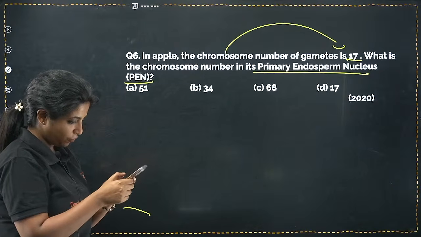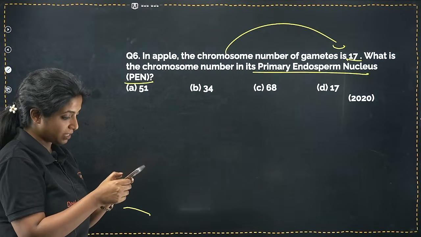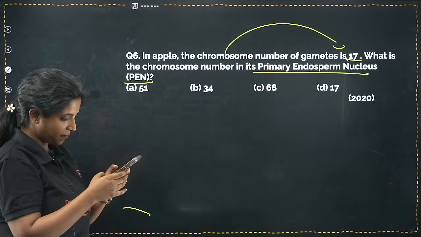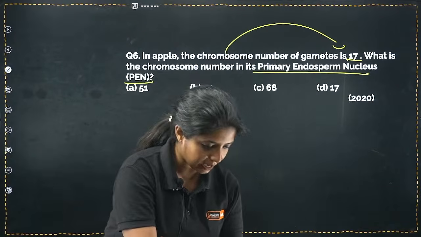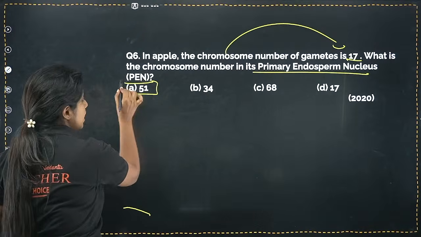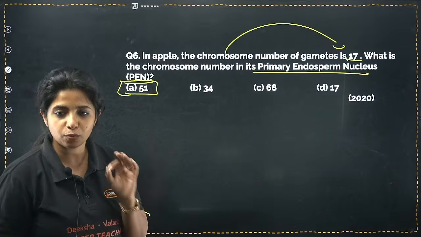So A, most of you guys are saying A is the answer for this question. I see 90% of the children are saying A. Okay. What is A over here? A over here is 51. And for those of you wondering how the answer is A, listen to me very carefully.